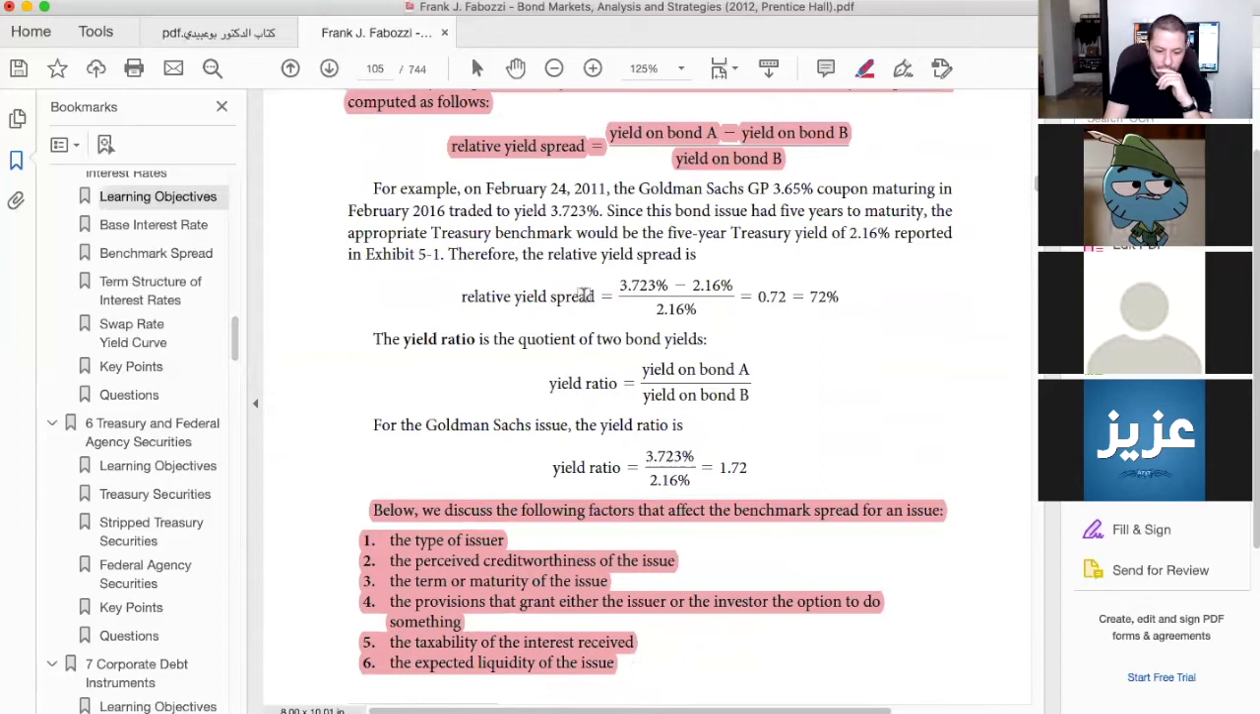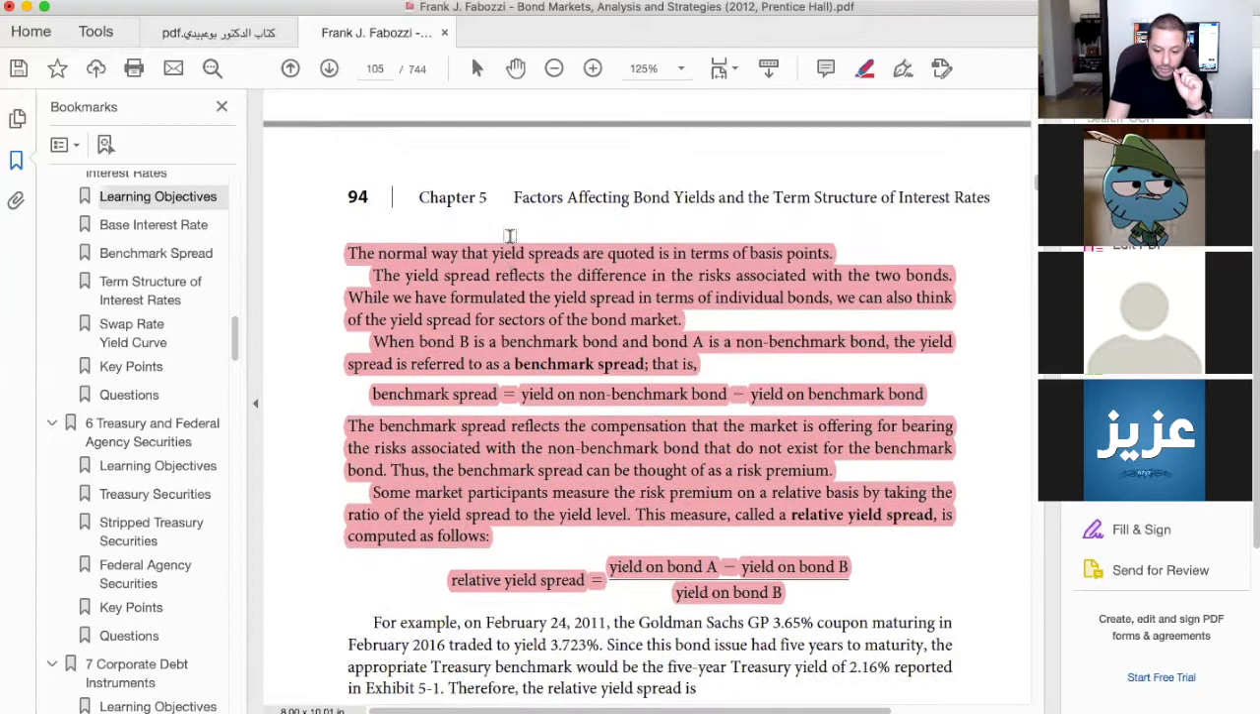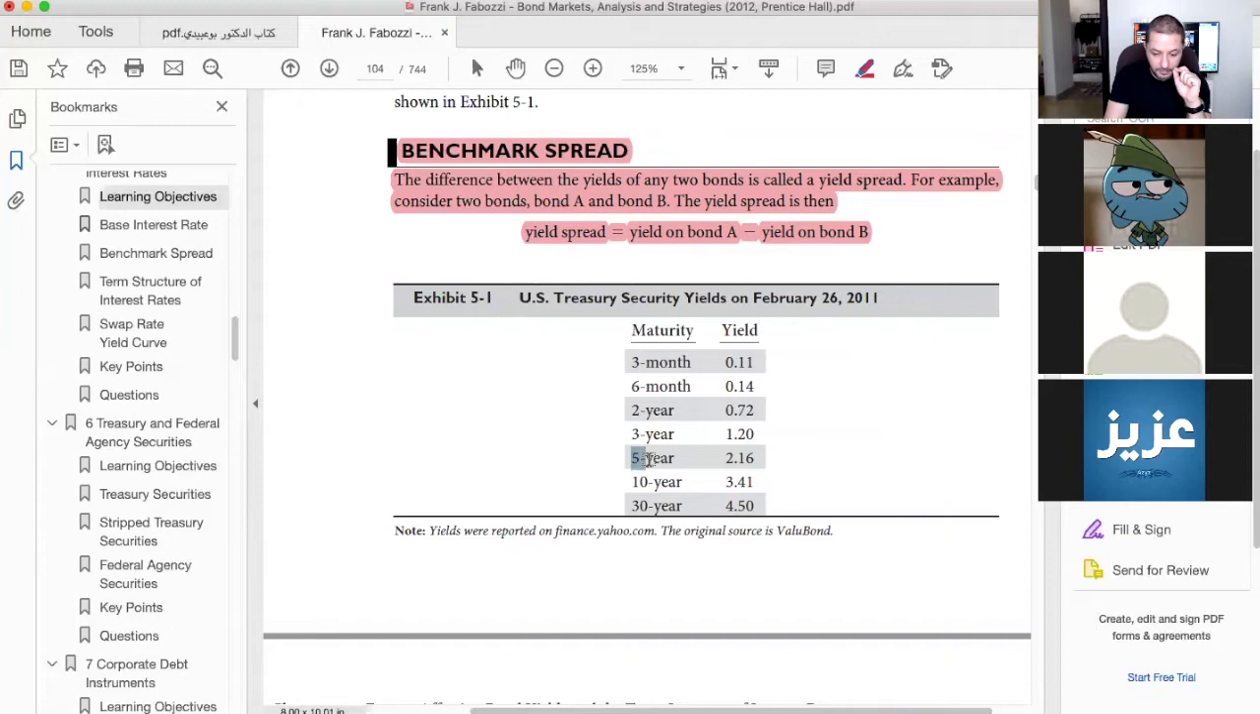For example, on February 24th, 2011, the Goldman Sachs 3.65% coupon bond maturing in February 2016, which means it has 5 years of maturity, traded to yield 3.723%. The 3.65% is the coupon rate, while the 3.723% is the yield to maturity. Since this bond issue had 5 years to maturity, the appropriate treasury benchmark would be the 5-year treasury yield. So we go back to Exhibit 5.1. This is the 5-year treasury security, which is offering 2.16% as an annual yield to maturity. So the benchmark here is the US Treasury with 5 years to maturity.